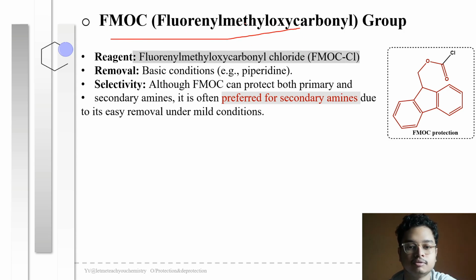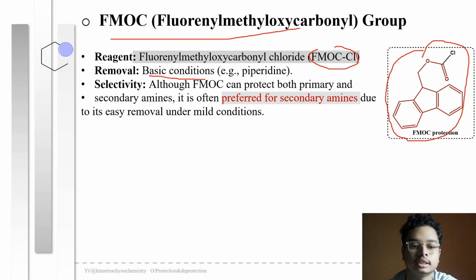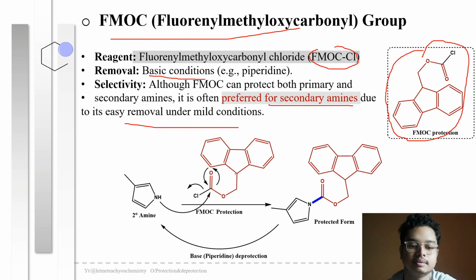There is the Fmoc, the fluorenylmethoxycarbonyl group. The reagent is Fmoc-Cl. This is the protecting group, and its removal is under basic condition. Piperidine is required to remove the group, so the deprotection is done under basic conditions. As for selectivity, it is often preferred for secondary amine protection over primary amine protection, due to its bulky nature or its easy removal under mild conditions. Okay, so the mechanism is similar to the previous part.